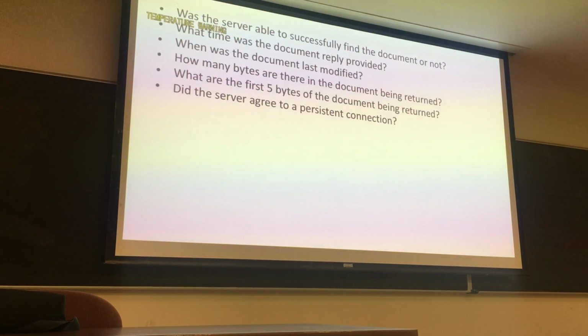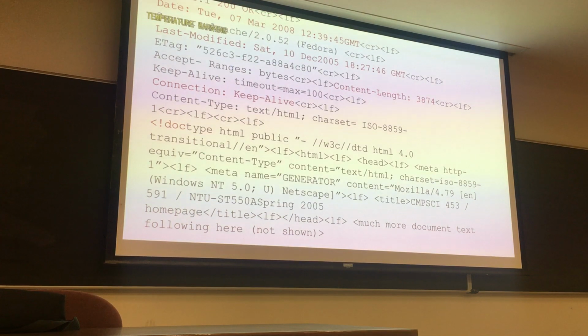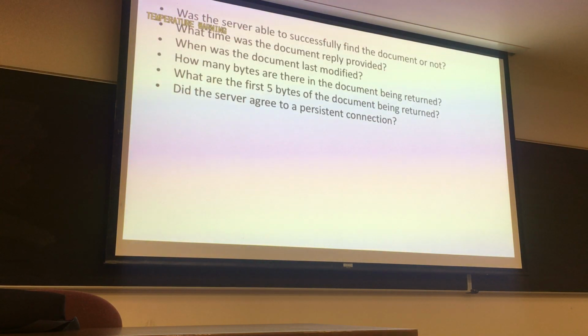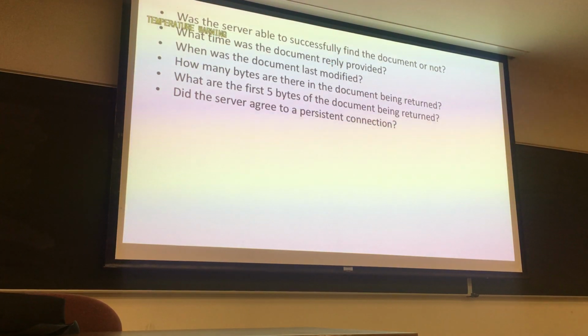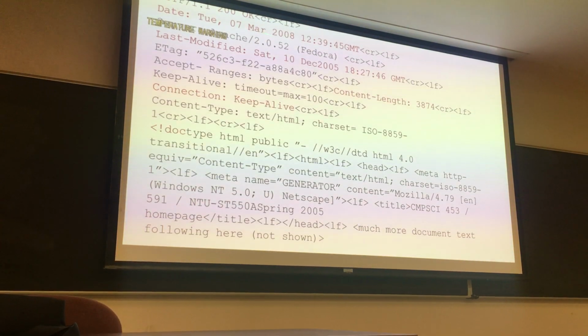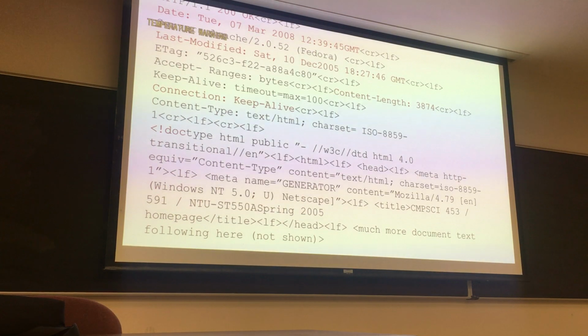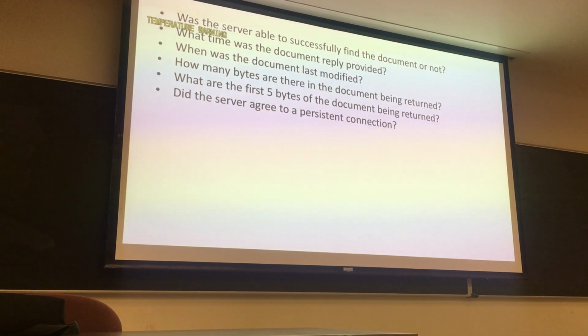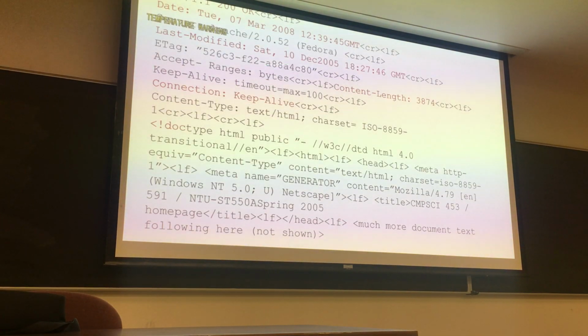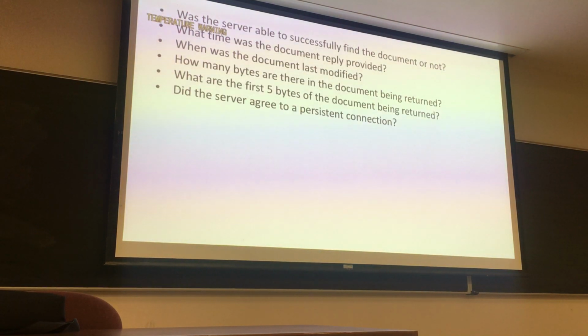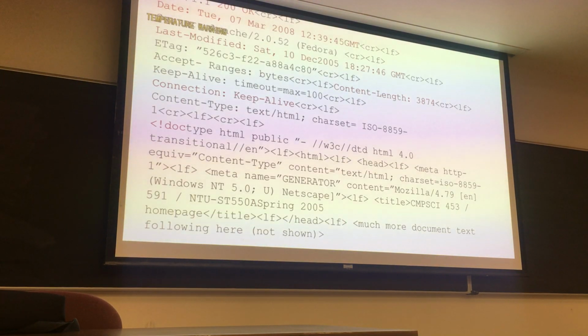So now this is a response. Was the server able to successfully find the document or not? This is the first line. It says 200 OK. That means this is a successful operation. What time is this reply provided? That's the date here. Then when is the document last modified? That's this line here.